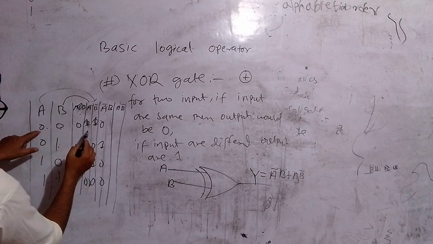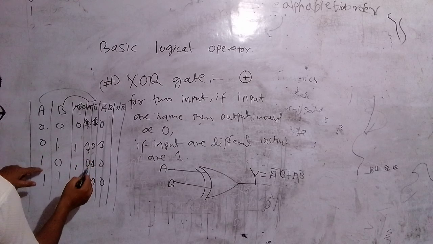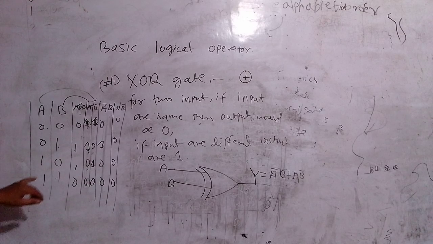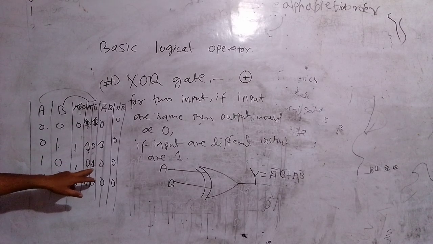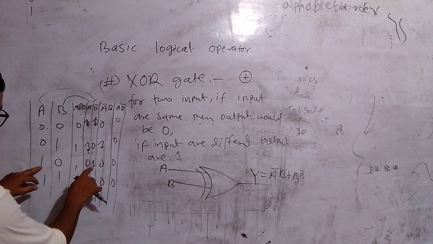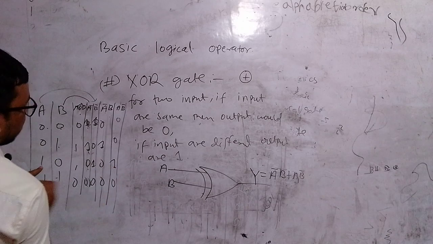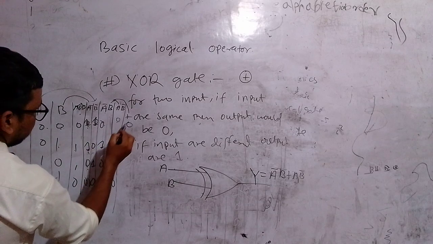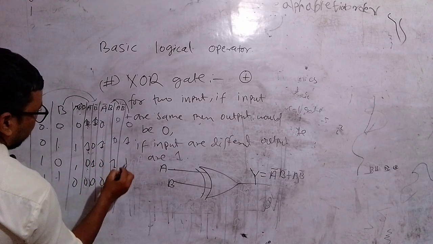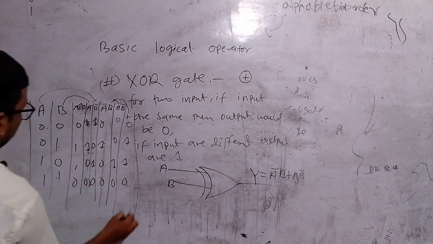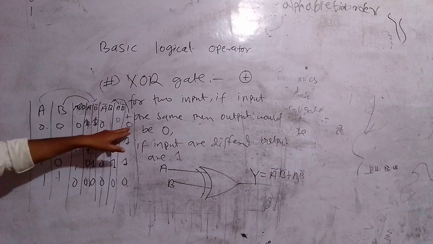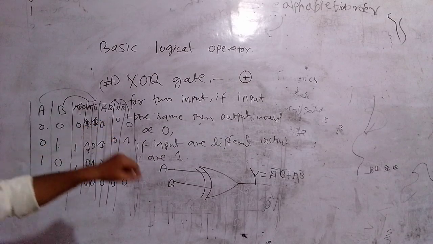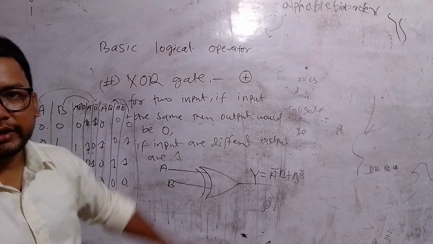A B complement. What is B complement? A B complement here gives 1. Now plus means OR between these two expressions: 0, 0, 0, 1, 0, 1, 0, 1, 1, 0, 0, 0. Now look at here. For the same input it produces 0. For 1, 1 also it produces 0. For different input it produces 1. That is the logical output of the XOR gate.